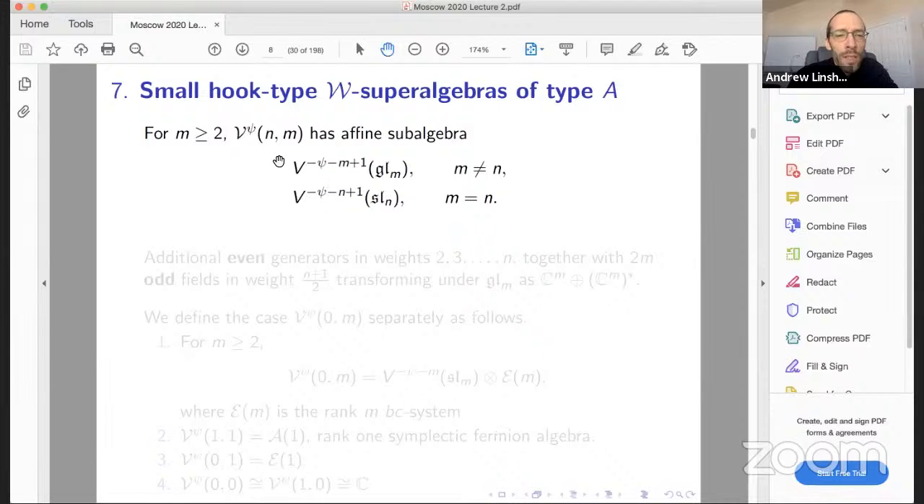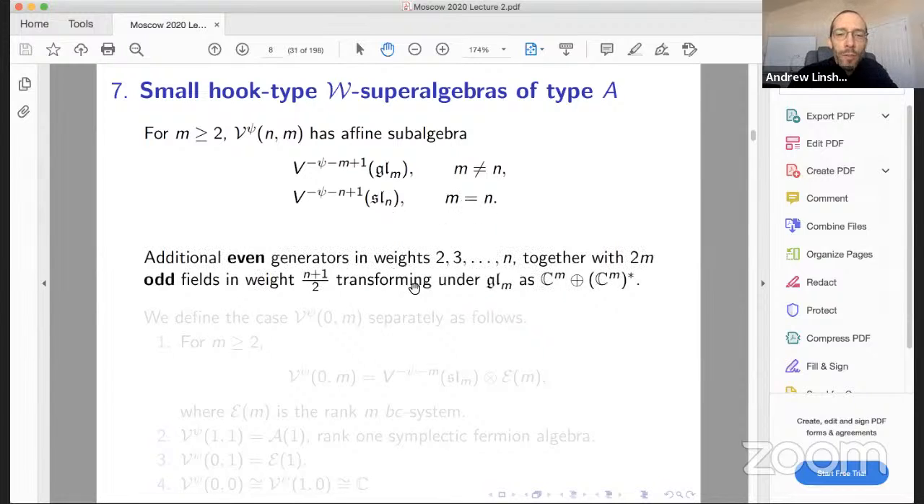Okay, so for these superalgebras, if m is not equal to n, the affine sub-VOA is again of type GLM. If m equals n, then it's of type SLN. And there are also additional even generators in weights 2, 3 up to n. This comes from the decomposition of SLN with respect to the principal nilpotent. And then there are 2m odd fields in weight n plus 1 over 2 that transform under GLM as standard plus dual. So everything is essentially the same, except the levels look a little bit different, and these fields that transform under GLM in this way are odd rather than even.